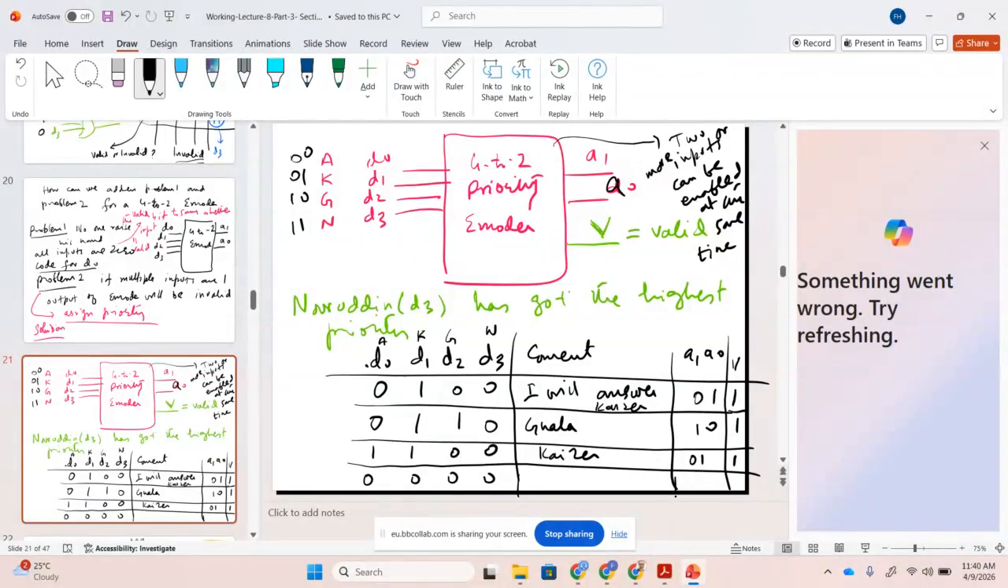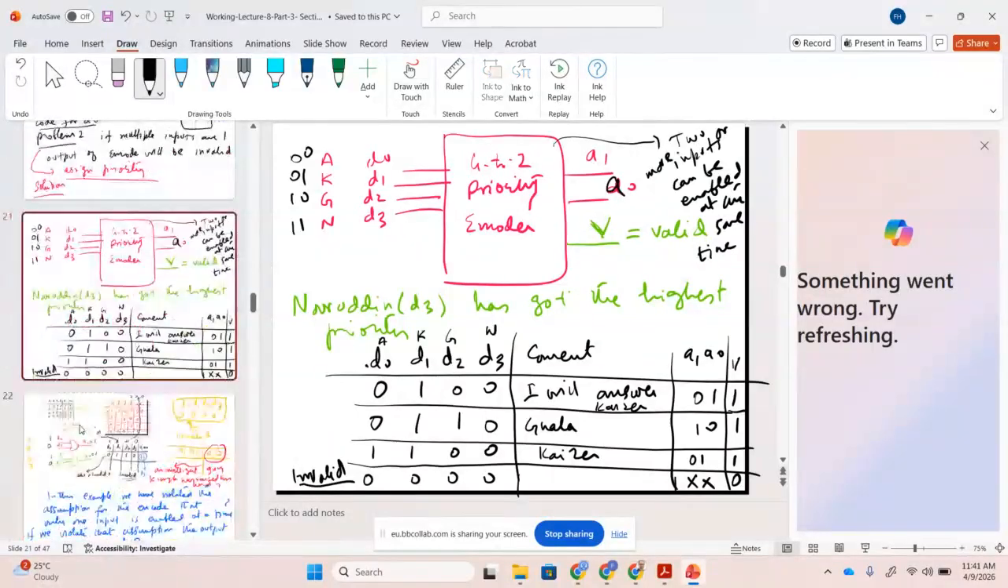Yes. Invalid. So the valid bit will be 0 here. Because this is invalid, the valid bit will be 0, and we ignore the output and treat it as don't care. And why are we using don't care? Because don't care is used to do the logic minimization. Any question? Got it or not got it?